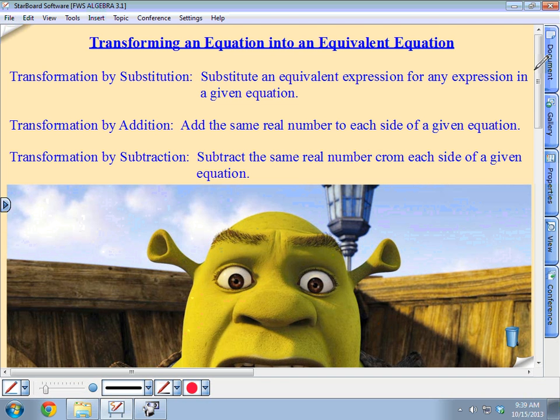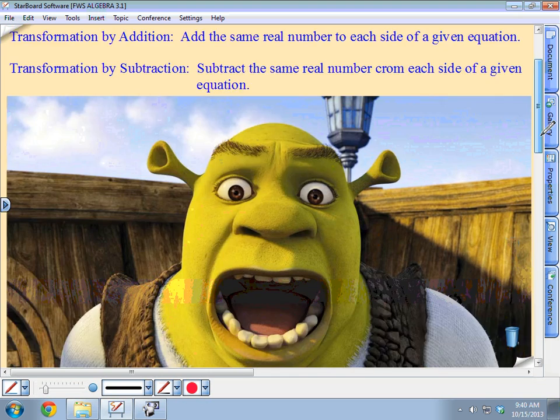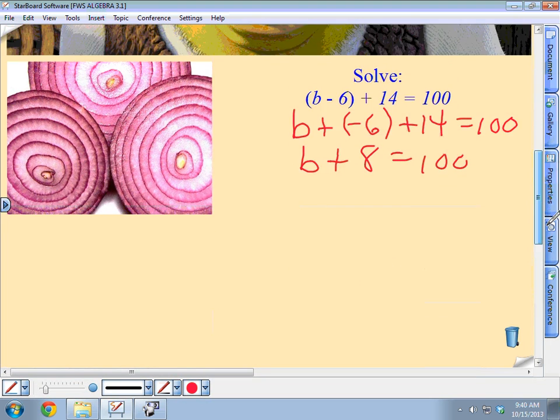So next we have transformation by addition and by subtraction. This just says that you can add the same real number to each side of a given equation. It uses the property that we just learned, the addition property of equality, and the subtraction property of equality says that as long as you do the same thing to both sides, then you still have a true statement.